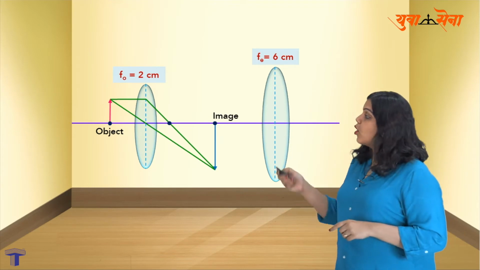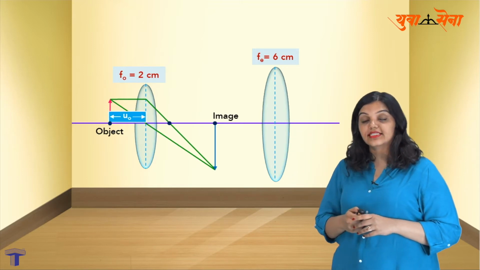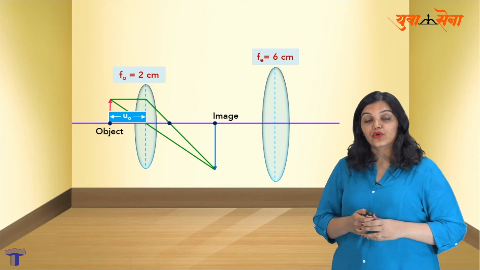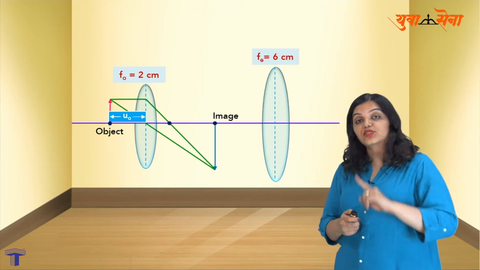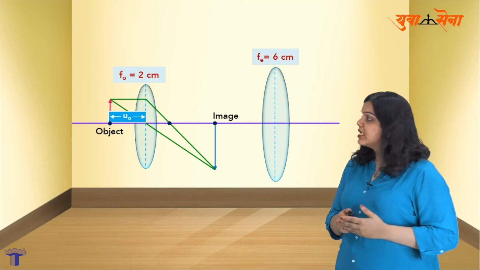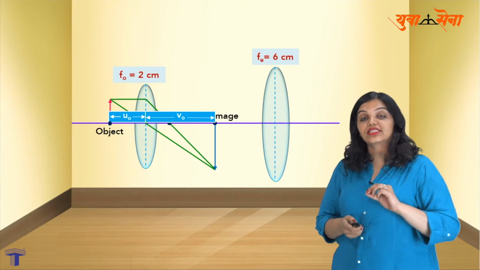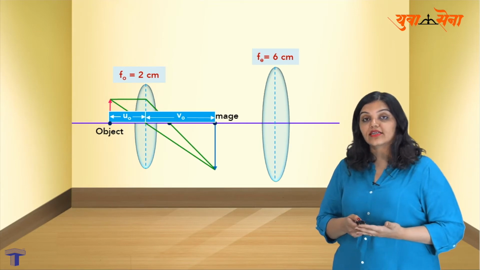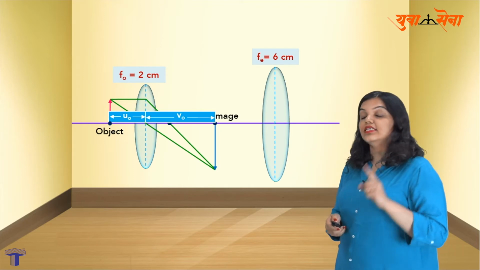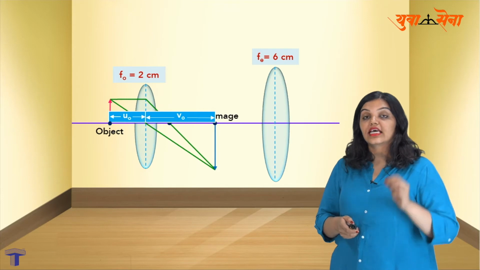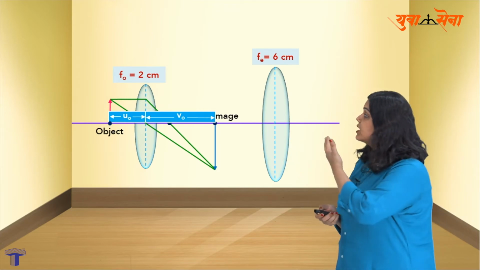Now let's write down some technical terms. The distance between the object of the objective and the optical center is what we call the object distance. We denote it by the letter U. However, I have also kept a subscript O because it's the object distance for the objective. Similarly, the distance from the optical center to the image is what we call the image distance, but since we are talking about the objective, I have a subscript O. So I have U naught and V naught as the object distance and the image distance in case of the objective.